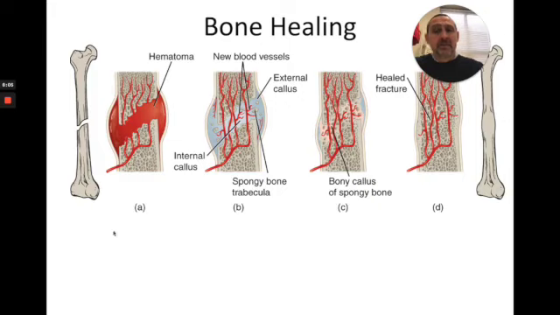Here's how bones heal. Whenever there's a break, the first thing that happens is a blood clot forms. We've got to stop the bleeding. There's blood vessels in bone. The next thing that's going to happen is a callus starts to form. So we're now starting to replace some of that blood clot with cartilage and some spongy bone, but eventually it's going to ossify and heal as a strong bone again.